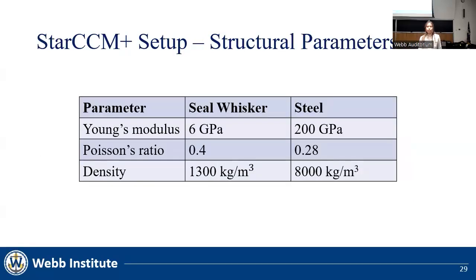The seal whisker structural parameters found by Lyons et al. were used in the thesis to model the flexible seal whisker. The seal whisker has Young's modulus of 6 gigapascals, a Poisson's ratio of 0.4, and density of 1,300 kilograms per meter cubed. For reference, the material properties of steel are shown. The whisker has a much lower Young's modulus, so it is much more flexible than steel, and the whisker is also several times less dense than steel.